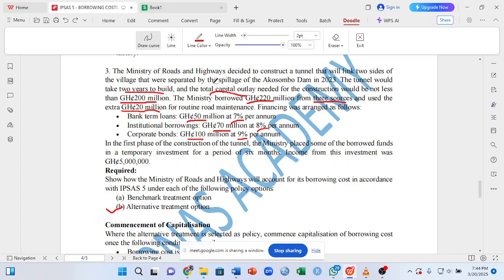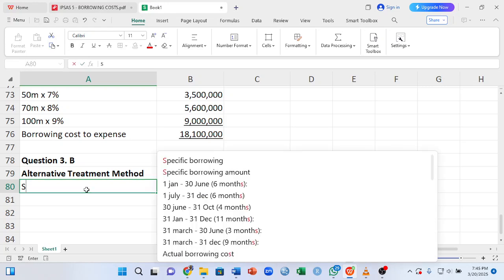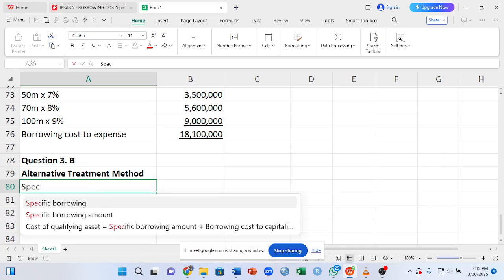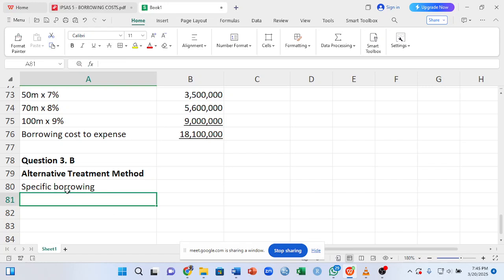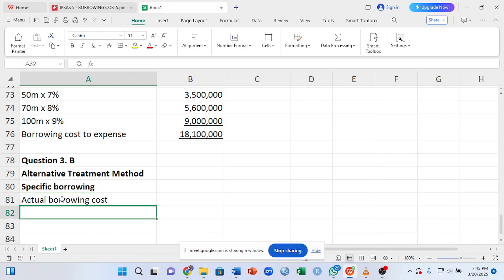So if you come here, how do we get the borrowing cost using the alternative treatment approach or method? How do we get it? We say for specific borrowing the formula is actual borrowing cost minus income from investment. So it will be the actual borrowing cost minus income from investment. So we bring the actual borrowing cost. How do we get the actual borrowing cost?